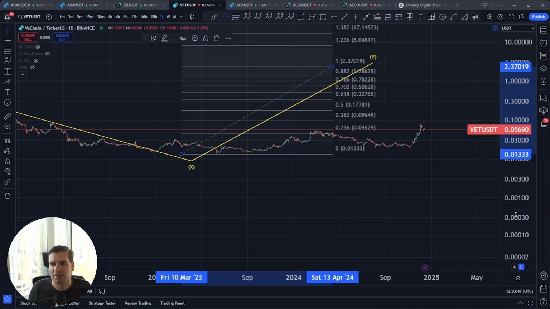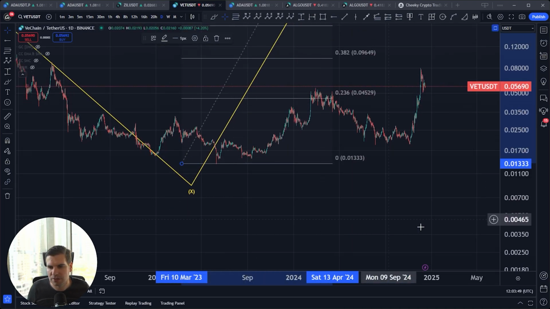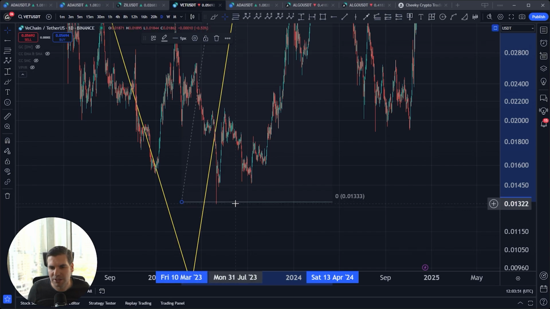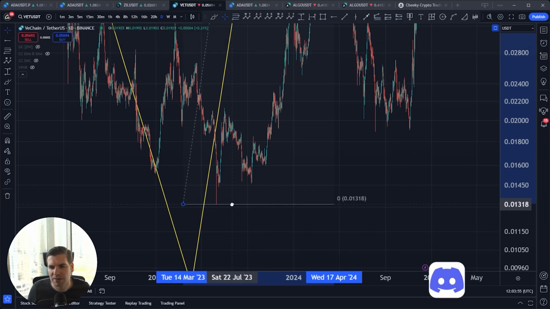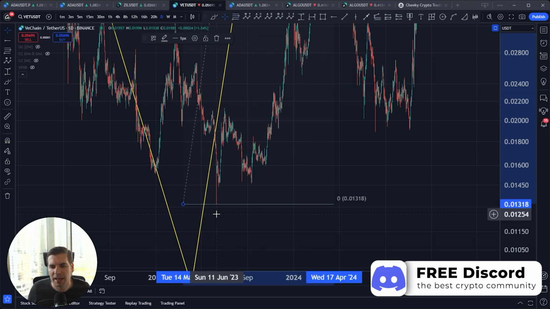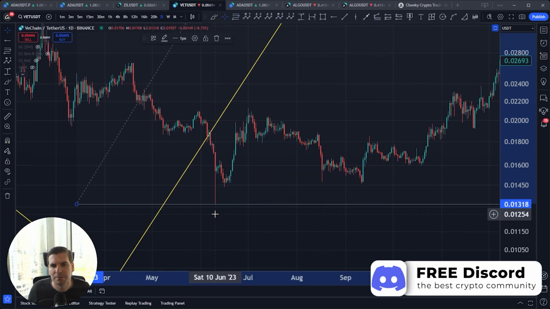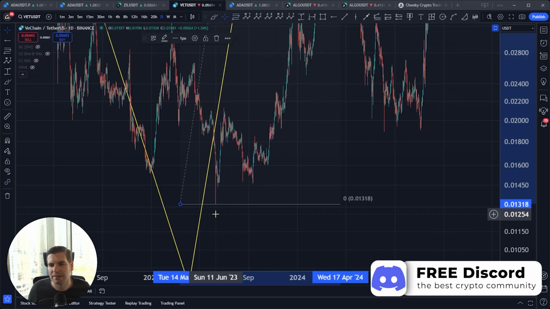I'm going to have to lower this down quite a bit, so I'm going to zoom in quite aggressively here. As you can see, I'm just missing that wick right there. I'm going to drop it right on there. 1.318, that is the low. I'm just going to go ahead and verify that that is indeed the low. 1.318 is the low. Perfect.